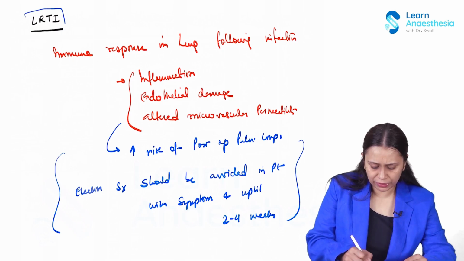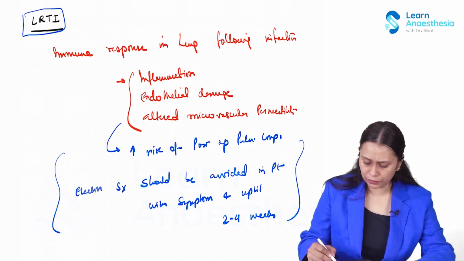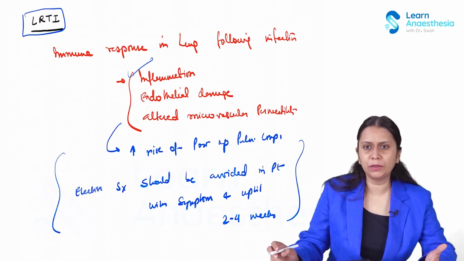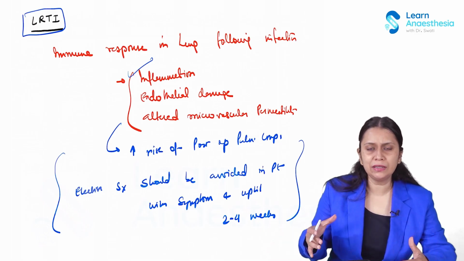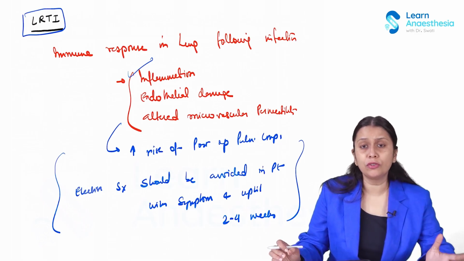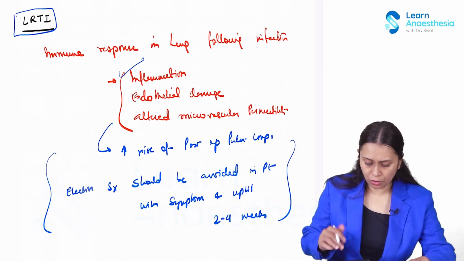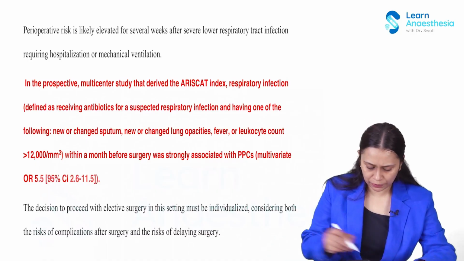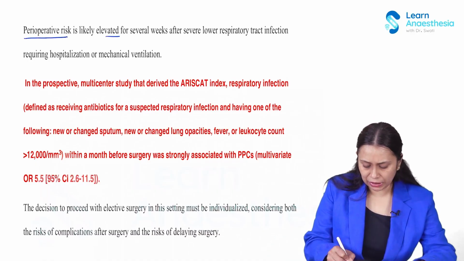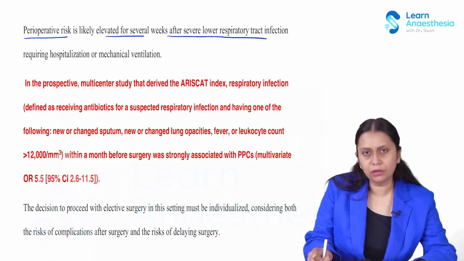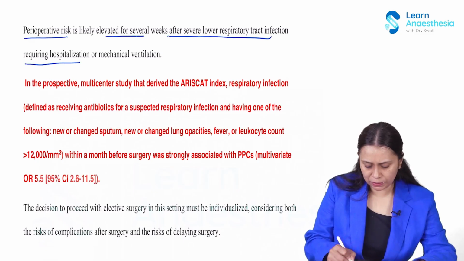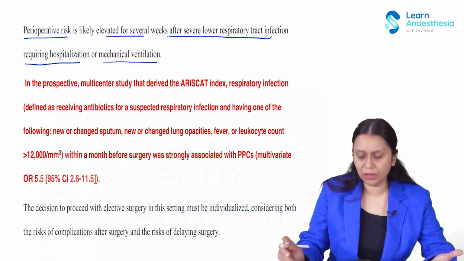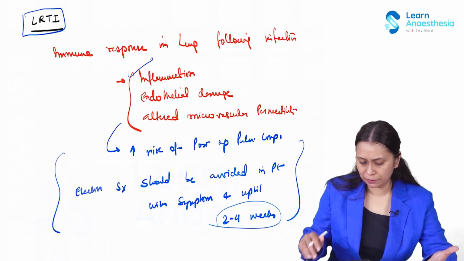So this is a definite risk because it causes a lot of changes in the lung, which increases the risk of post-op pulmonary complication when the patient is being given anesthesia and other contributing complications come in. Okay, now there's one very good study which I want to quote. The perioperative risk is likely to be elevated for several weeks after severe lower respiratory tract infection requiring hospitalization or mechanical ventilation. So the risk is more for several weeks. That's why the gap of 2 to 4 weeks has been suggested.